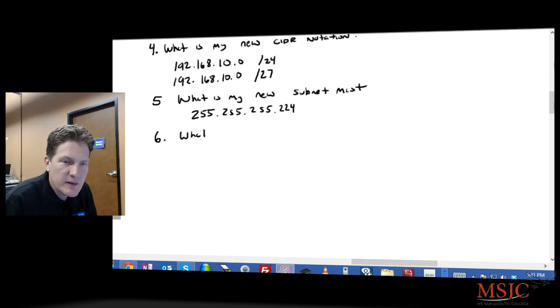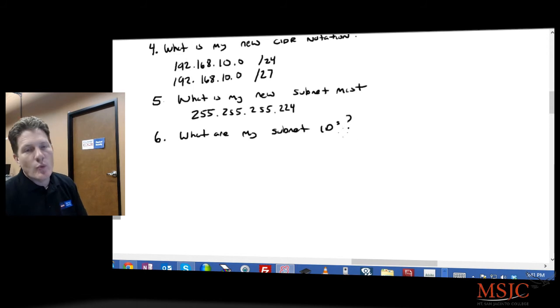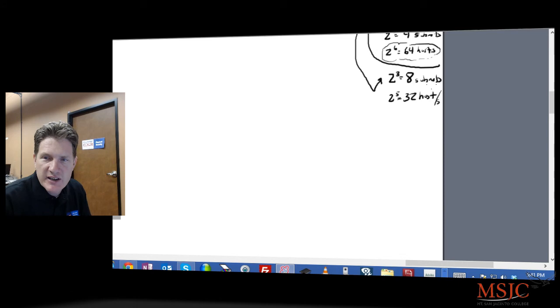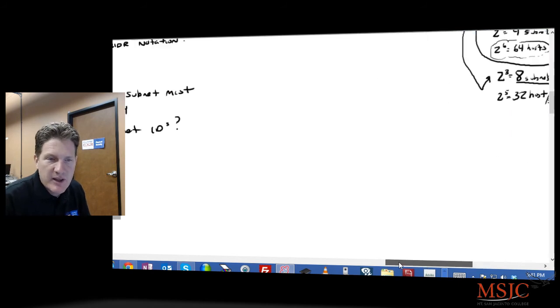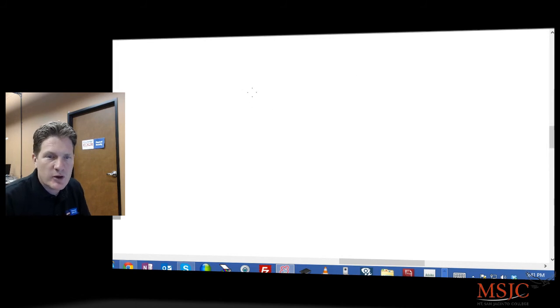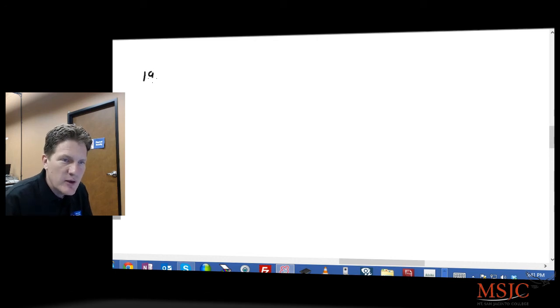What are my subnet IDs? So once I've created this subnet, I've actually created, how many networks did I say I was going to create? 8. I was going to create 8 subnets. So let's scroll down a bit, and we're going to create our first subnet. Now, I'll just give you a hint. The first one is always 0.